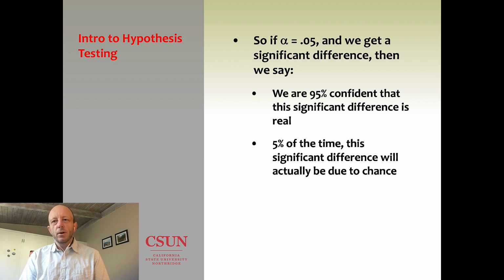If alpha is 0.05, that means we're setting our probability at 5% there. If our p-value is less than 0.05, then we are 95% confident that the statistical significance that we get from our sample is real, or it can be applied to the population. 5% of the time it's going to be due to chance.